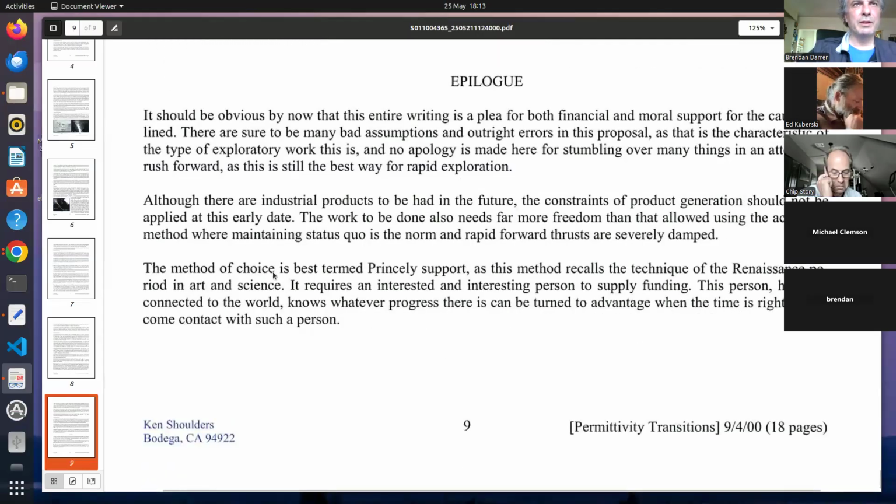The method of choice is best termed princely support, as this method recalls the technique of the Renaissance period in art and science. It requires an interested and interesting person to supply funding. This person, however, connected to the world, knows whatever progress there is can be turned to advantage when the time is right. I welcome contact with such a person.